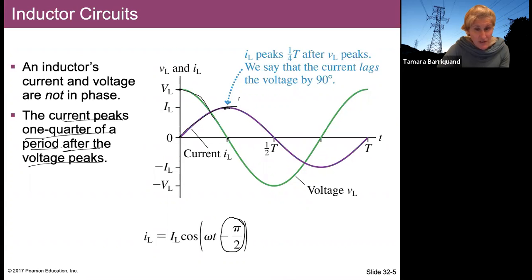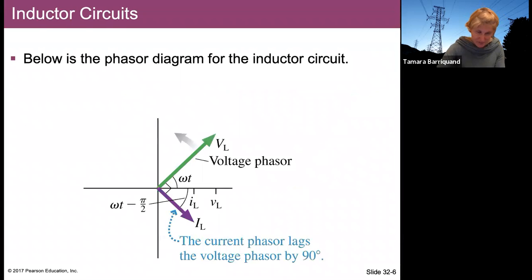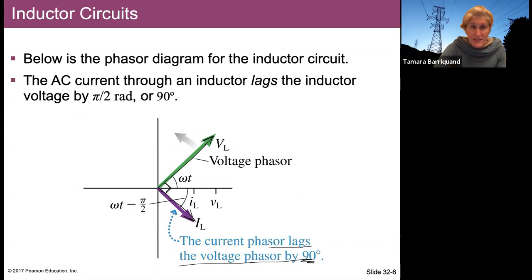So let's go ahead and draw this as a phase diagram, a phasor diagram. So here's our phasor diagram for the inductor circuit. In this case, we have our voltage phasor and our current phasor. And what we see is that our current phasor lags the voltage phasor by 90 degrees or pi over 2 radians. The AC current through an inductor lags the inductor voltage by pi over 2 radians or 90 degrees.